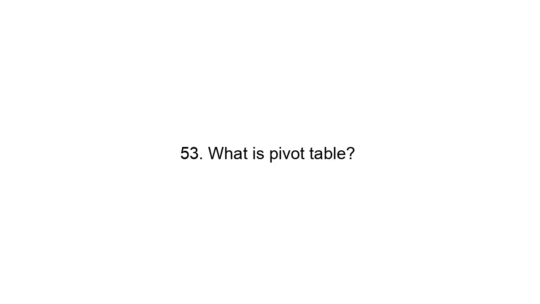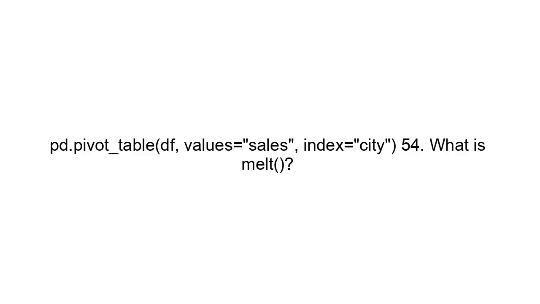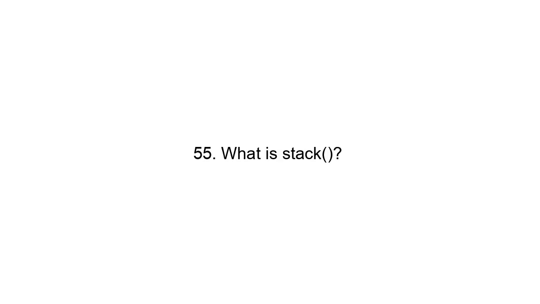53. What is pivot table? Summarizes grouped data. Example. pd.pivot_table(df, values='sales', index='city'). 54. What is melt? Converts wide format to long format. 55. What is stack? Converts columns to rows. 56. What is unstack? Converts rows to columns. 57. What is explode? Expands list-like values into rows.